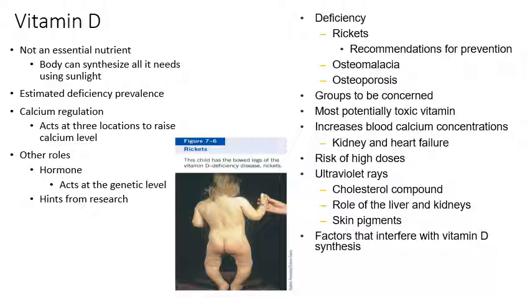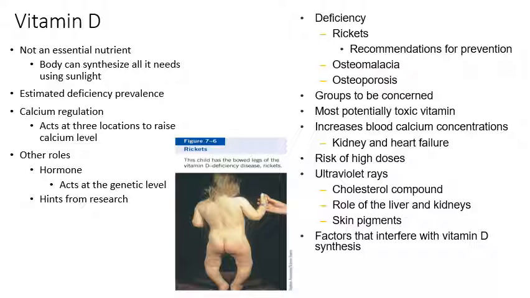Vitamin D's estimated deficiency prevalence. Calcium is regulated, and vitamin D acts at 3 locations to raise calcium level. Other roles of vitamin D are as a hormone. It acts at the genetic level, and there are hints from research about the different roles of vitamin D.